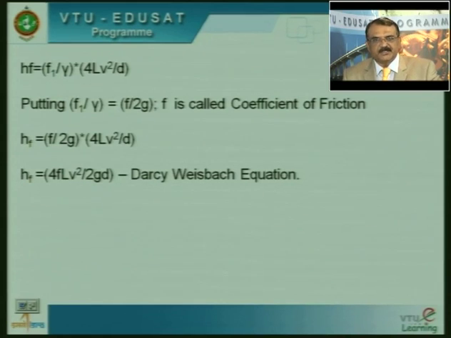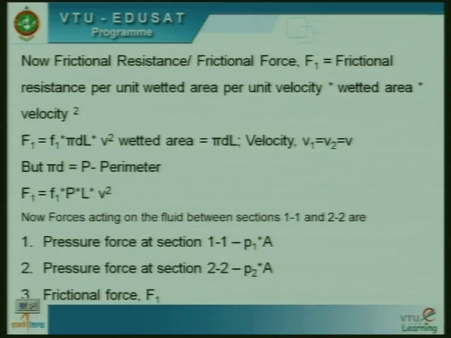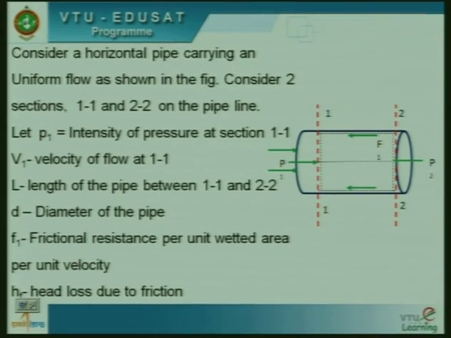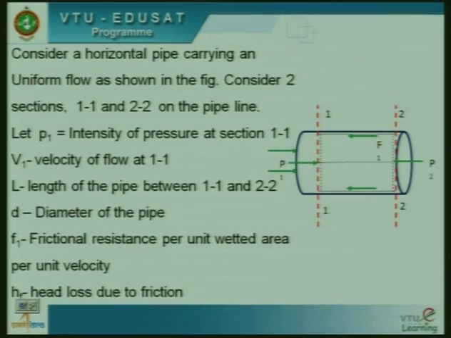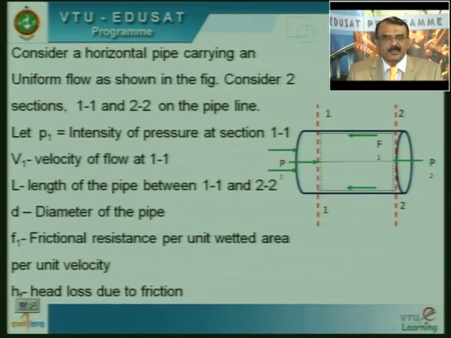Okay, very simple derivation. Let us quickly look into how we derived this equation once again. In order to derive this equation, I considered a horizontal pipe. On this horizontal pipe, I considered two sections, section 1-1 and section 2-2, separated by a distance L. We define P1, the intensity of pressure at 1, and V1, the velocity of flow at 1. D is the diameter of the pipe. I defined for the first time small f1, the frictional resistance per unit wetted area per unit velocity squared. Then we define HF, the head loss due to friction.